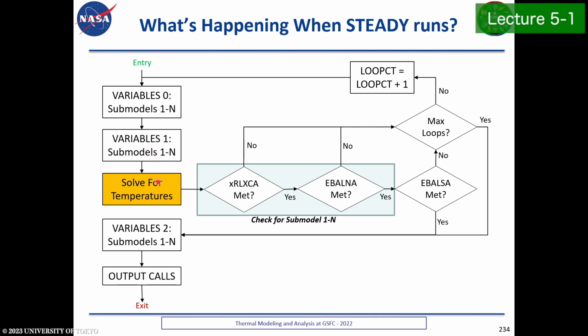So it is an iterative process. There is the nonlinear aspect of radiation. And eventually, you're either going to converge or you're going to hit the maximum number of loops, at which point you'll return to variables 2, do whatever instructions you've asked it to do for submodels 1 through n for variables 2, and then go to output calls and then exit and return back to operations block. So this is kind of the programmatic flow chart for a steady state solution.